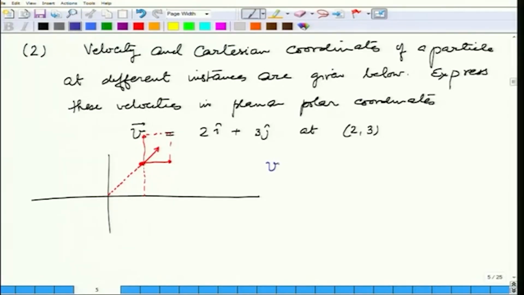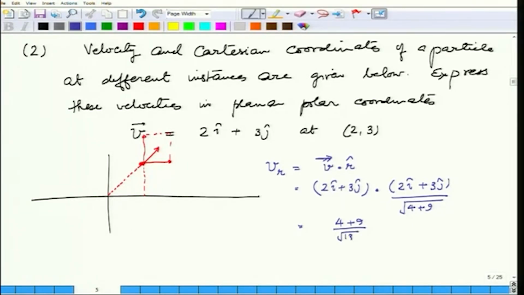I just gave you a picture where you can make out that it is in the r unit direction, but in general that will not be the case, and that's where the systematics come into the picture. So let us first calculate the radial component of the velocity. The radial component is going to be v vector dot r unit vector, which is 2i plus 3j, the velocity given, dotted with the r unit vector. Since the particle is at 2, 3, it's going to be 2i plus 3j divided by r, which is the square root of 4 plus 9. So this is going to be 4 plus 9 over root 13, which is root 13. So Vr is root 13.